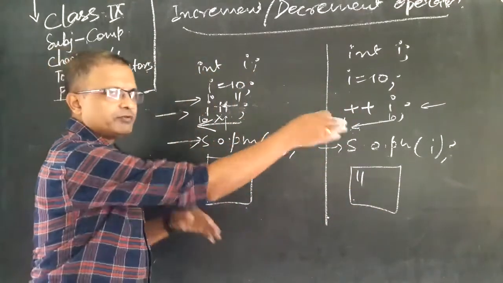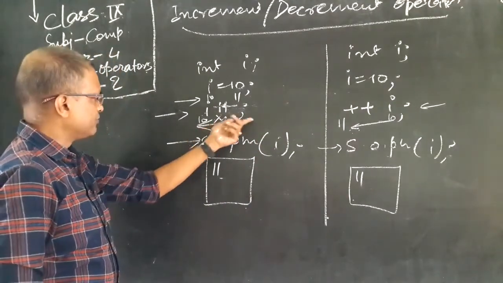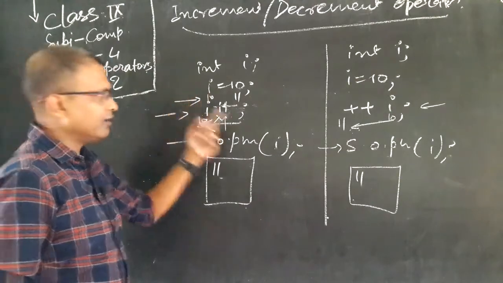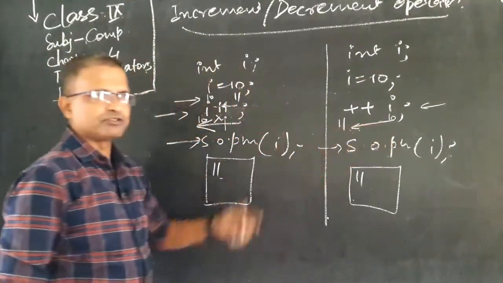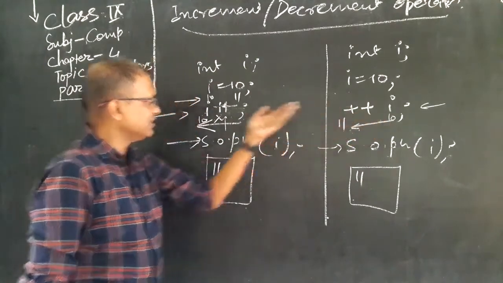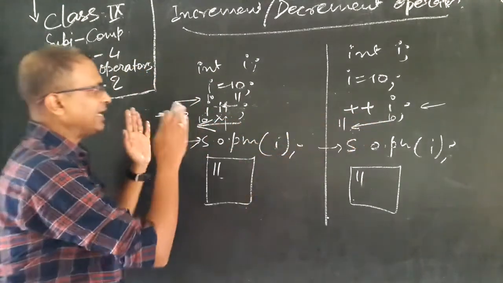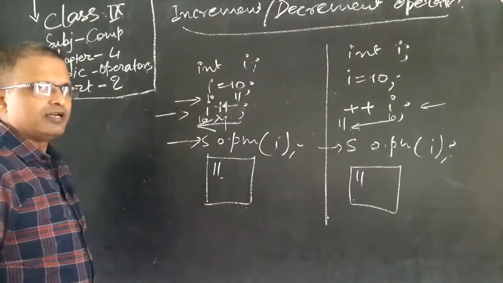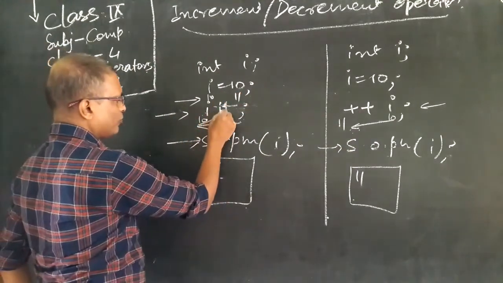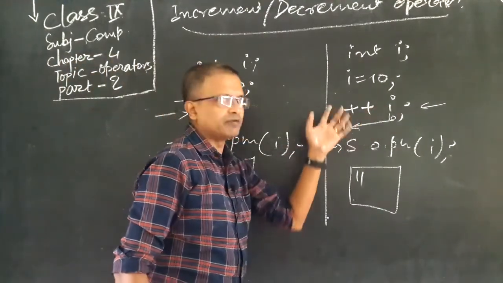What difference are you seeing between these two? This is a two-step process: first right to left and the second left to right, but this is a one-step process. So obviously this is faster, this is a single step process, this is a two-step process, so obviously this one is faster. Now a name has been given to both types of execution. This operator comes after the variable and this operator comes before the variable.